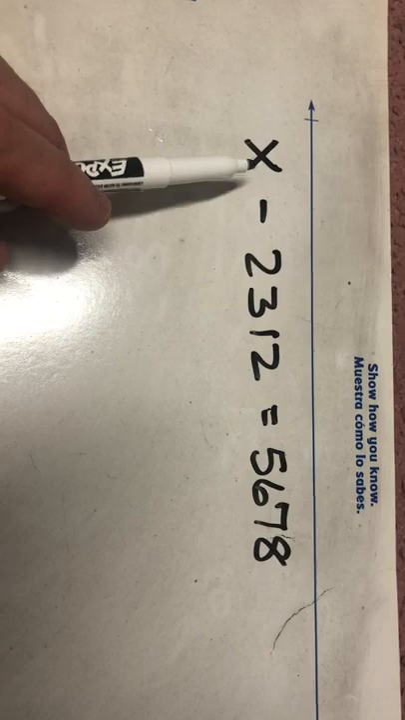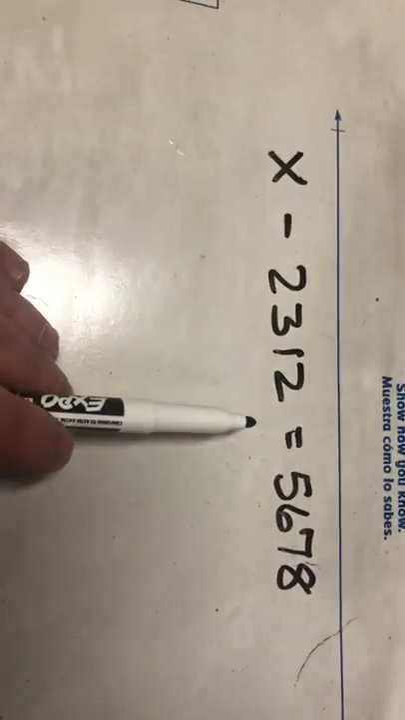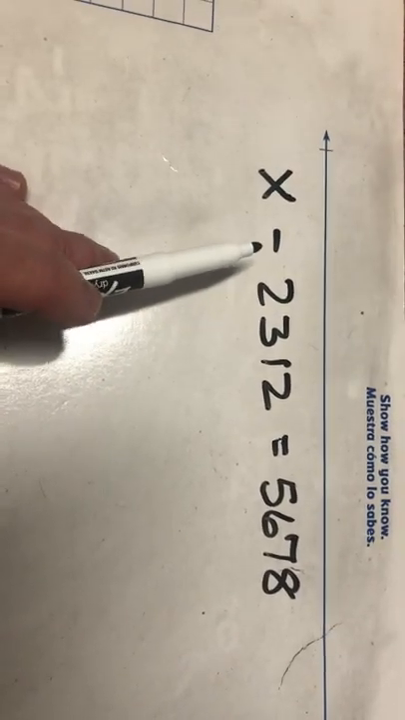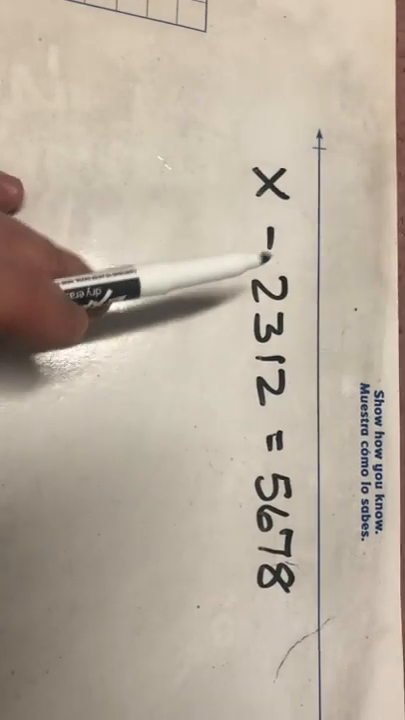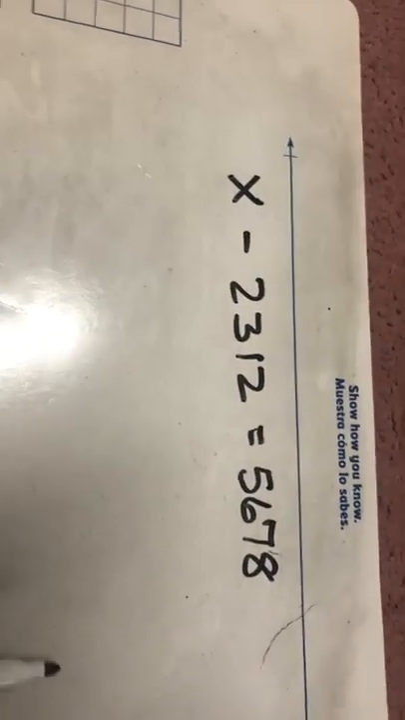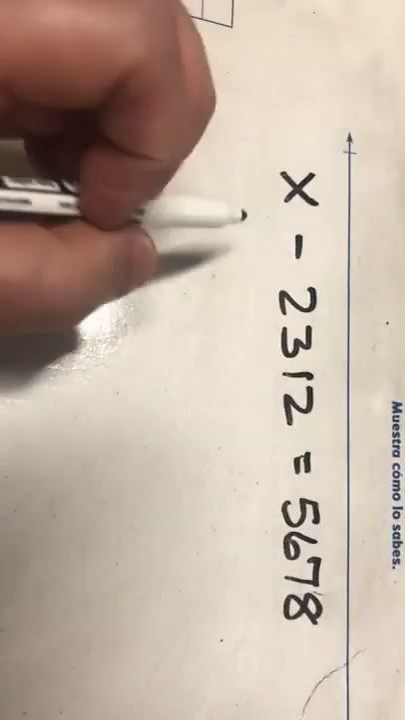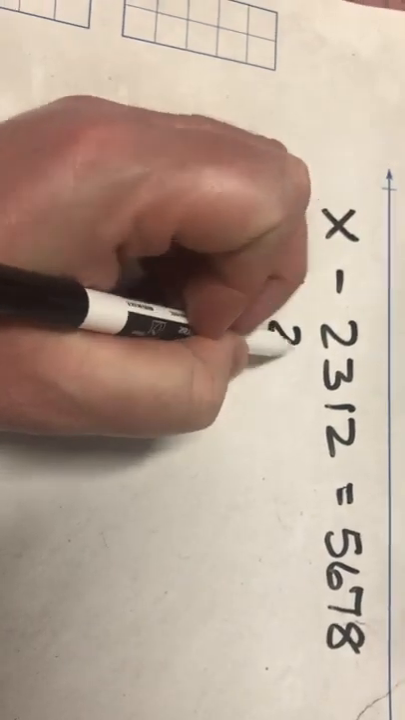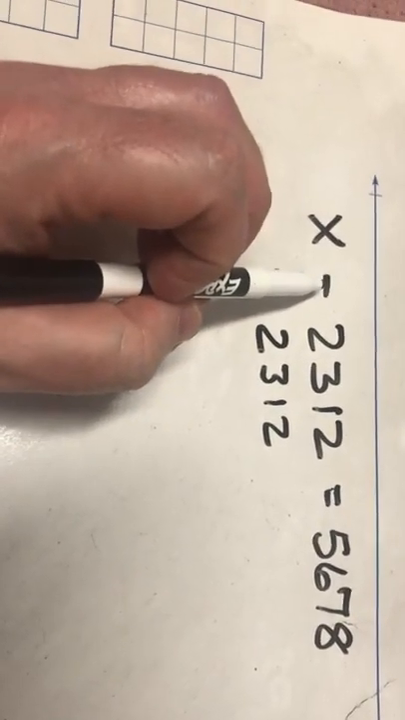getting x by itself. Since this is a negative 2,312, now that you're doing equations, fifth grade, I want you to see that a negative sign and a subtraction sign are interchangeable. A positive sign and an addition sign are interchangeable. So it's x minus 2,312. And since this is a negative, to get to 0, I'm going to add 2,312. I'm going to do the opposite of what the sign says.